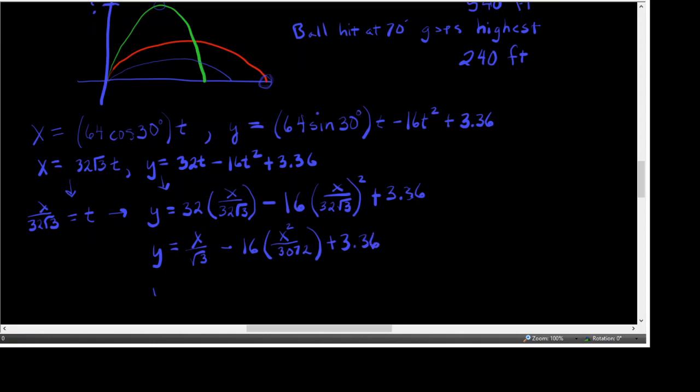And then to have it in a little bit more pleasing order, I'm going to put the x squared term first. The 16 and 3072 simplifies to be 1 over 192, so negative 1 over 192 x squared. And then rationalizing the x term, that'll be square root of 3 over 3 times x plus 3.36.